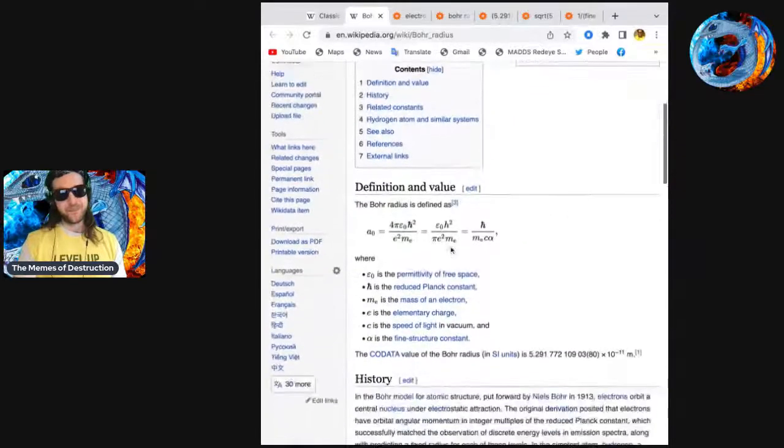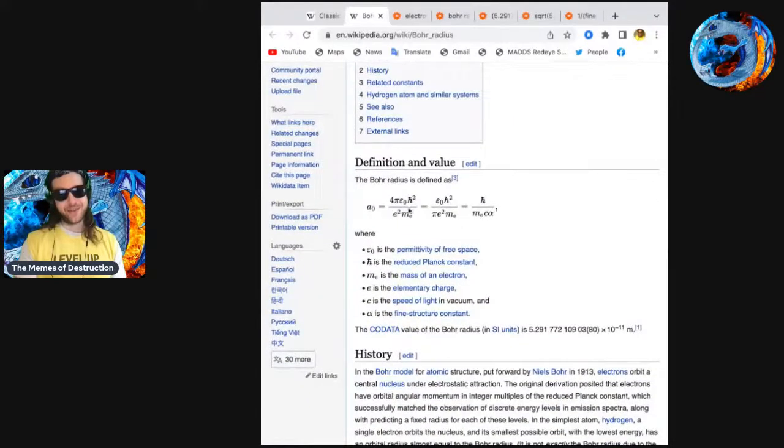Okay. So we have these, and you have that over there. 4 pi times the permittivity of free space times the reduced Planck's constant squared, all divided by the elementary charge squared times the mass of the electron, equals blah, blah, blah. Okay, that's cool. It's really cool. Chemistry is pretty awesome. That's basically what helps make us up.